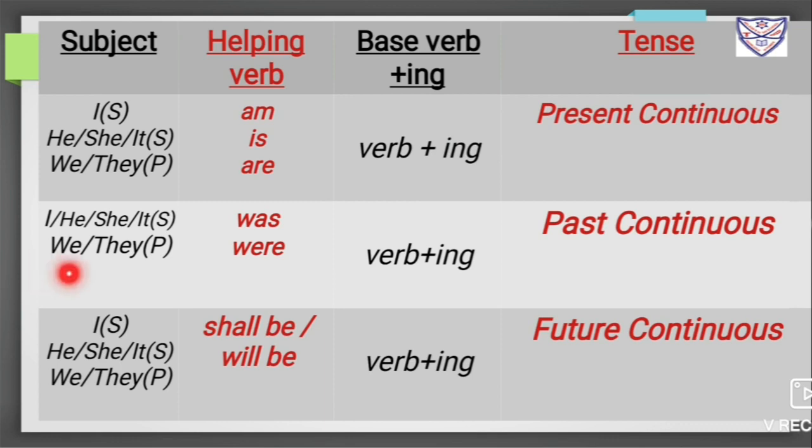And when we have we and they as subjects, with them we will use were as a helping verb. Now the subjects and the helping verb, these both are used for the plural forms, or we can say they stand in the plural number. Now with the helping verbs was and were, after them we will add base verb plus ing to get past continuous tense, or we can say the verb will be in the past continuous tense form.